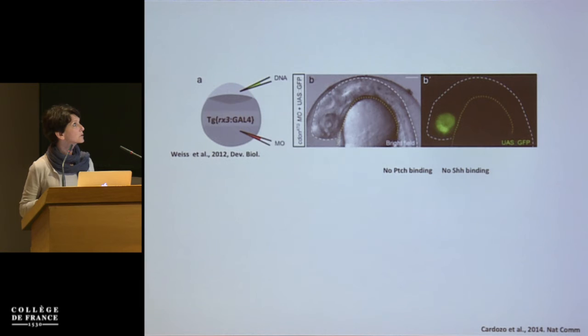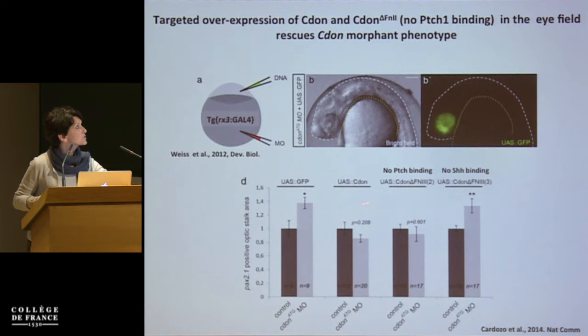And that is actually what Marco did. He injected embryos with the morpholino in a transgenic line that only expresses GAL4 under the control of the Rx3 gene, which is expressed only in the eye field, and then used the UAS construct to overexpress Kedon in the eye field, or to overexpress Kedon mutated versions that lacked either the patched binding site or the sonic binding site.